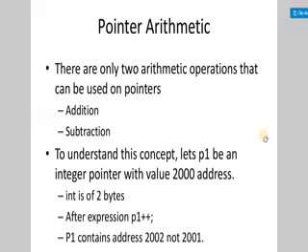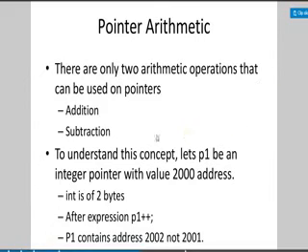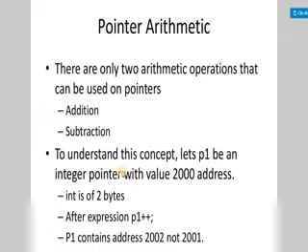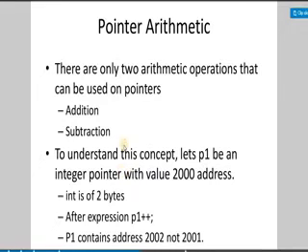Now pointer arithmetic. In pointer arithmetic, there are only two arithmetic operations we can perform on a pointer: one is addition, another one is subtraction. No other arithmetic operation we can perform on a pointer. Multiplication and division are not possible in case of a pointer. But it is very interesting: if we perform an increment operation on a pointer or a decrement operation on a pointer, then what will happen? Increment is basically addition and decrement is subtraction.